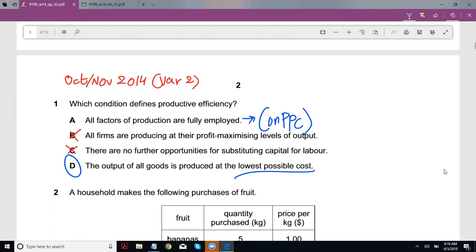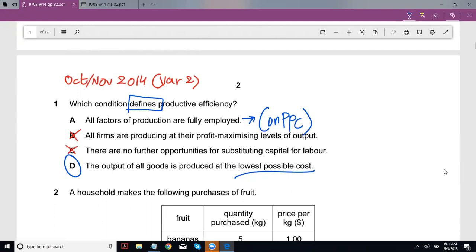And that was the issue. A lot of people were confused between A and D because both seemed correct. Now, the reason why some people are getting confused is because they didn't really focus on what the question was asking. The question wasn't saying which case could be productively efficient. They're asking which condition defines productive efficiency.